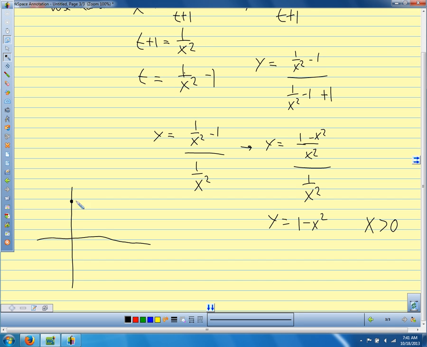So we get an open dot here. Our parabola opens down. And it intersects the x-axis at what point? When y equals 0, x equals 1. There we go.